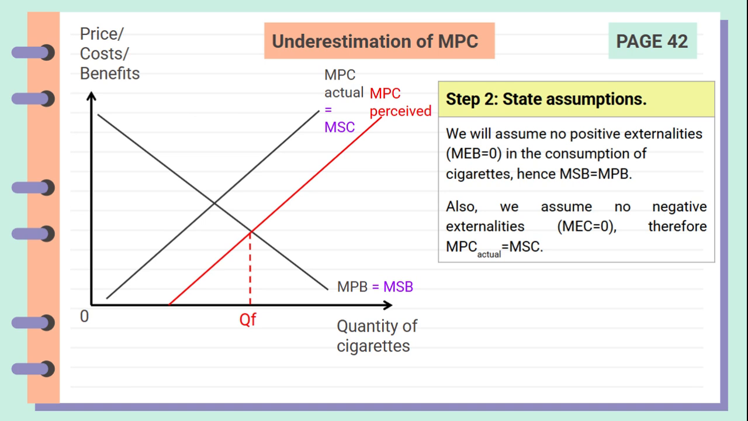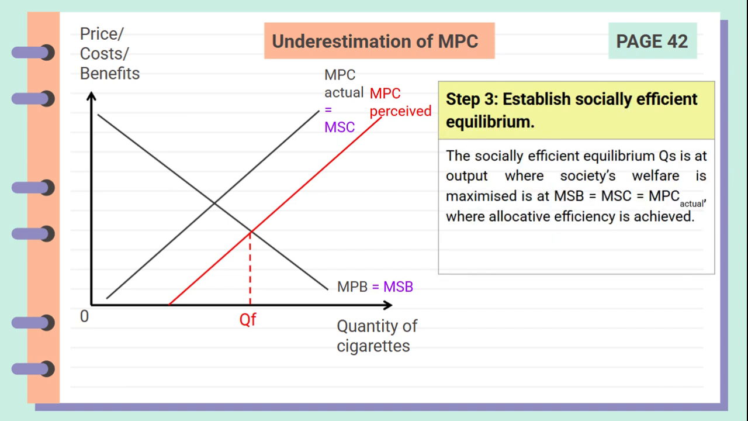To isolate this underestimation of MPC, the second step in our analysis is to state our assumptions. Here, we will assume no positive externalities, and thus marginal social benefit equals marginal private benefit, as well as no negative externalities, and thus marginal private cost actual equals marginal social cost.